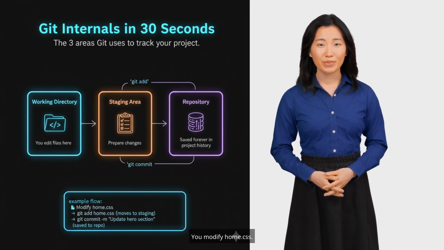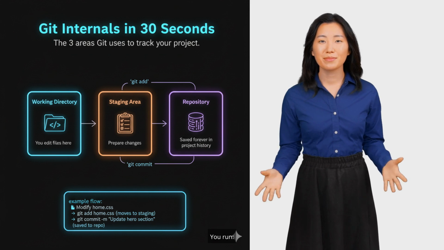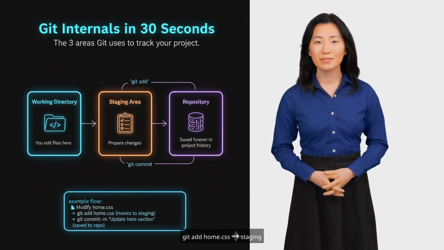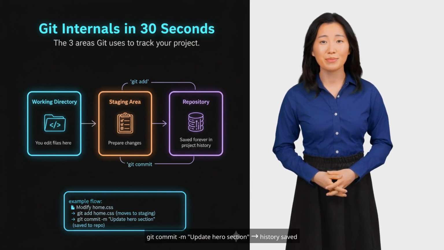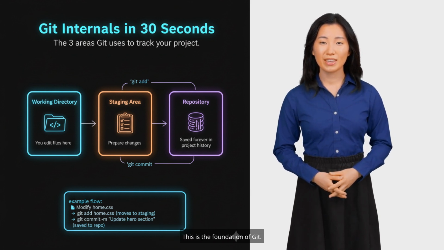Example. You modify home.css. You run git add home.css. Staging. git commit -m "Update hero section". History saved. This is the foundation of Git.